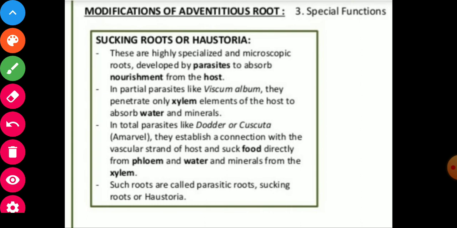Sucking roots are haustoria, special roots. They are found in parasites. They take nutrients from the body of the host plant. They establish the contact between the vascular tissues, xylem and phloem, and they take food from the plant, like in Cuscuta.